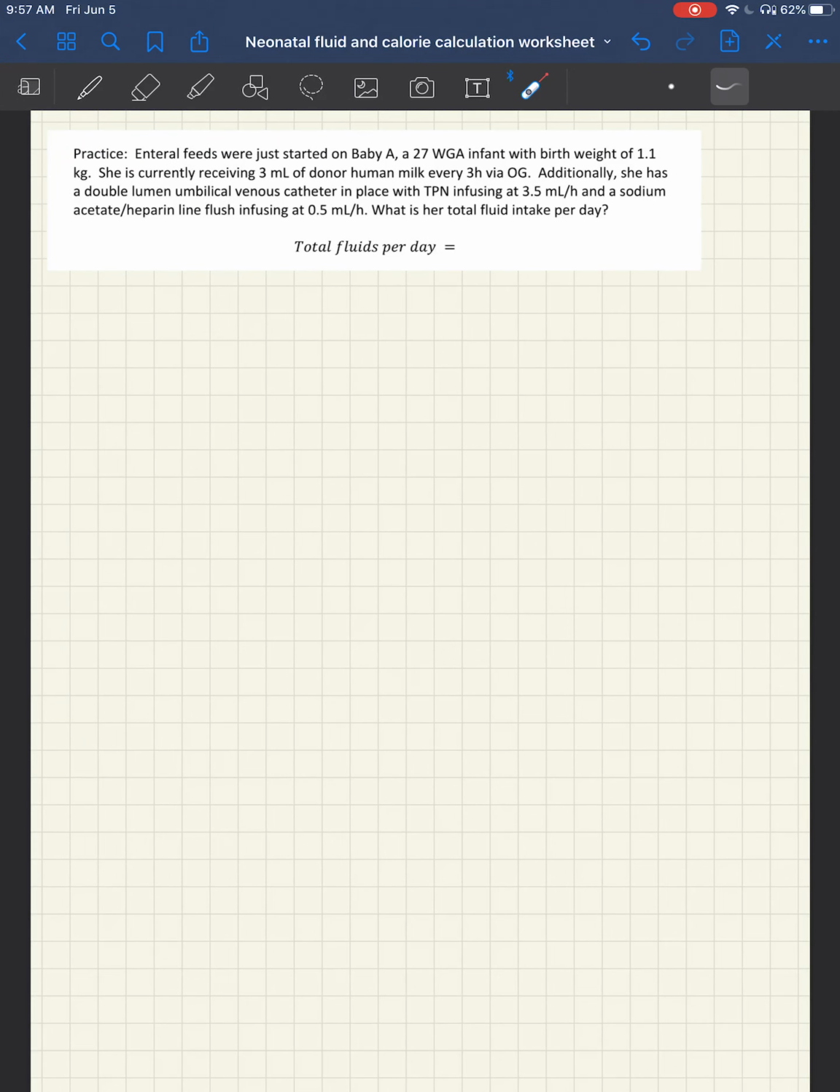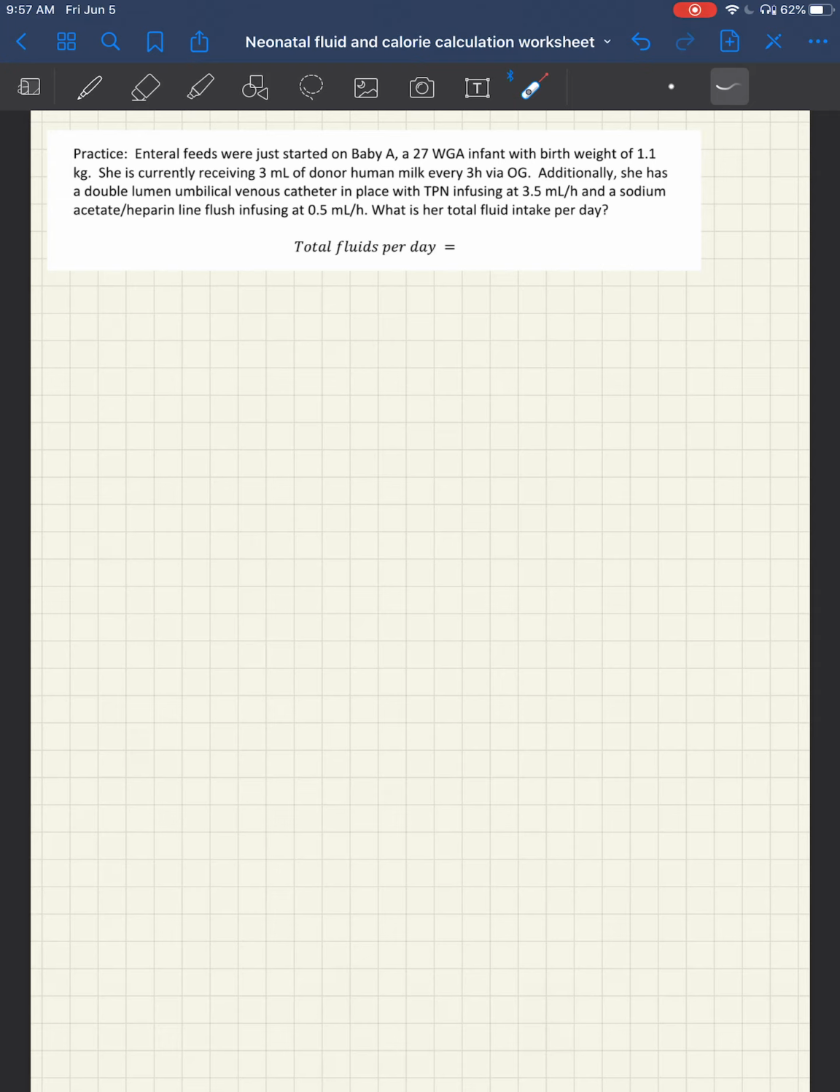Let's work on a practice problem. Enteral feeds were just started on baby A, a 27-week gestational age infant with a birth weight of 1.1 kilograms. She's receiving 3 milliliters of donor milk every 3 hours via OG tube. She has a double lumen UVC in place and TPN is infusing at 3.5 milliliters per hour, and there's a sodium acetate heparin line flush infusing at 0.5 milliliters per hour. We're asked to find the total fluids per day.